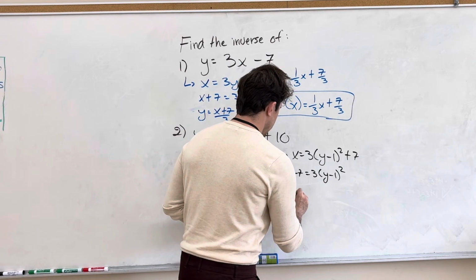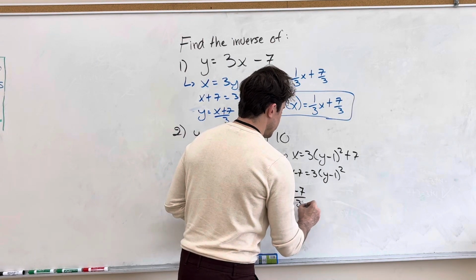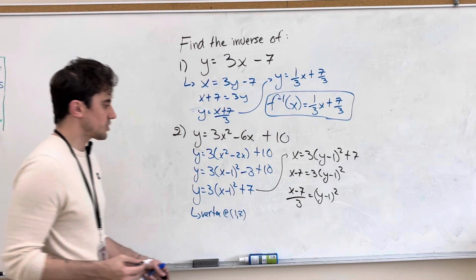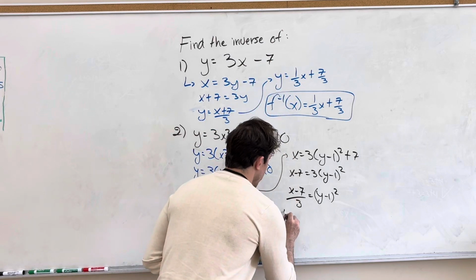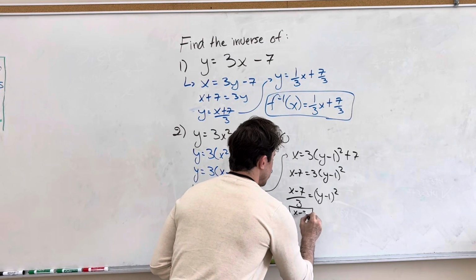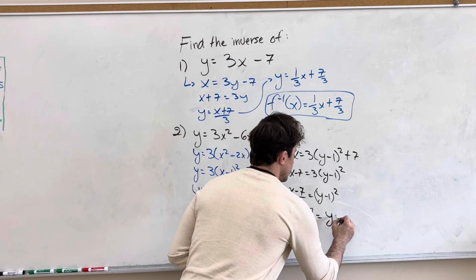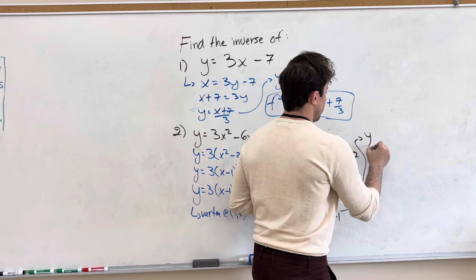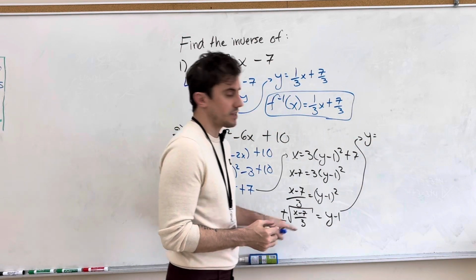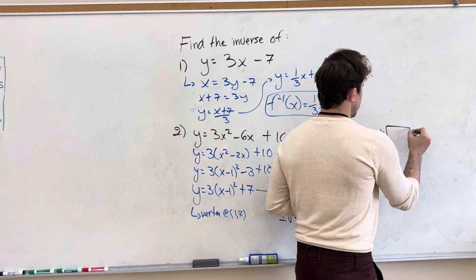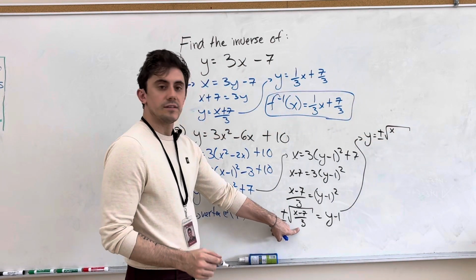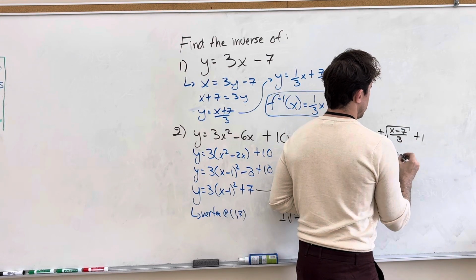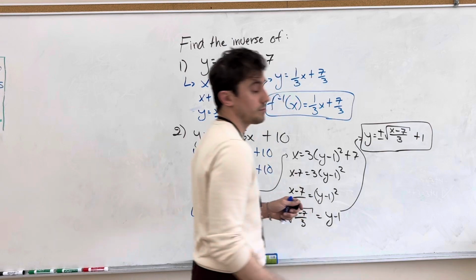Divide by 3. (X minus 7) divided by 3 is equal to (y minus 1) all squared. Now we'll take the square root of both sides, and so we get the positive or negative version of the square root of (x minus 7) over 3 is equal to y minus 1, right? And to finish that off, we therefore get y is equal to, adding 1 to both sides, positive or negative the square root of (x minus 7) over 3, plus 1.